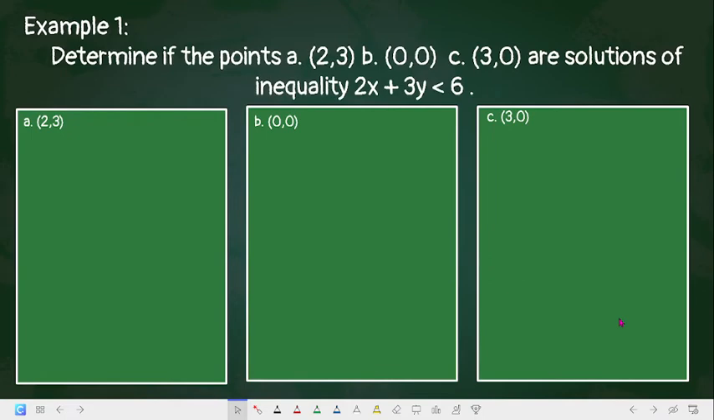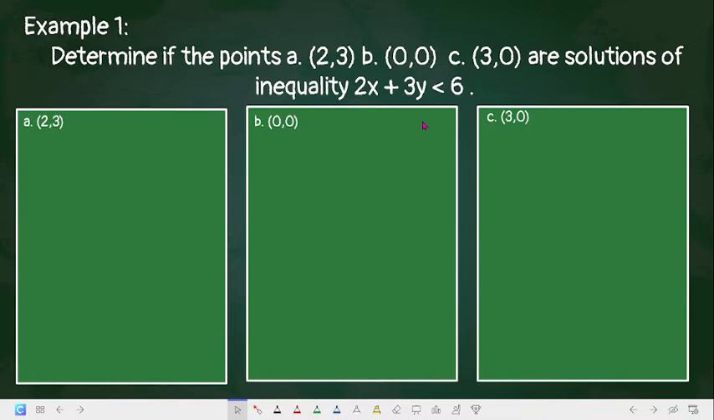Determine if the points A (2, 3), B (0, 0), and C (3, 0) are solutions of the inequality 2x plus 3y less than 6. For A, B, or C to be a solution, when we substitute x and y into 2x plus 3y and solve, the result must be less than 6. If so, that is true and it is a solution. If it is false, it is not a solution.